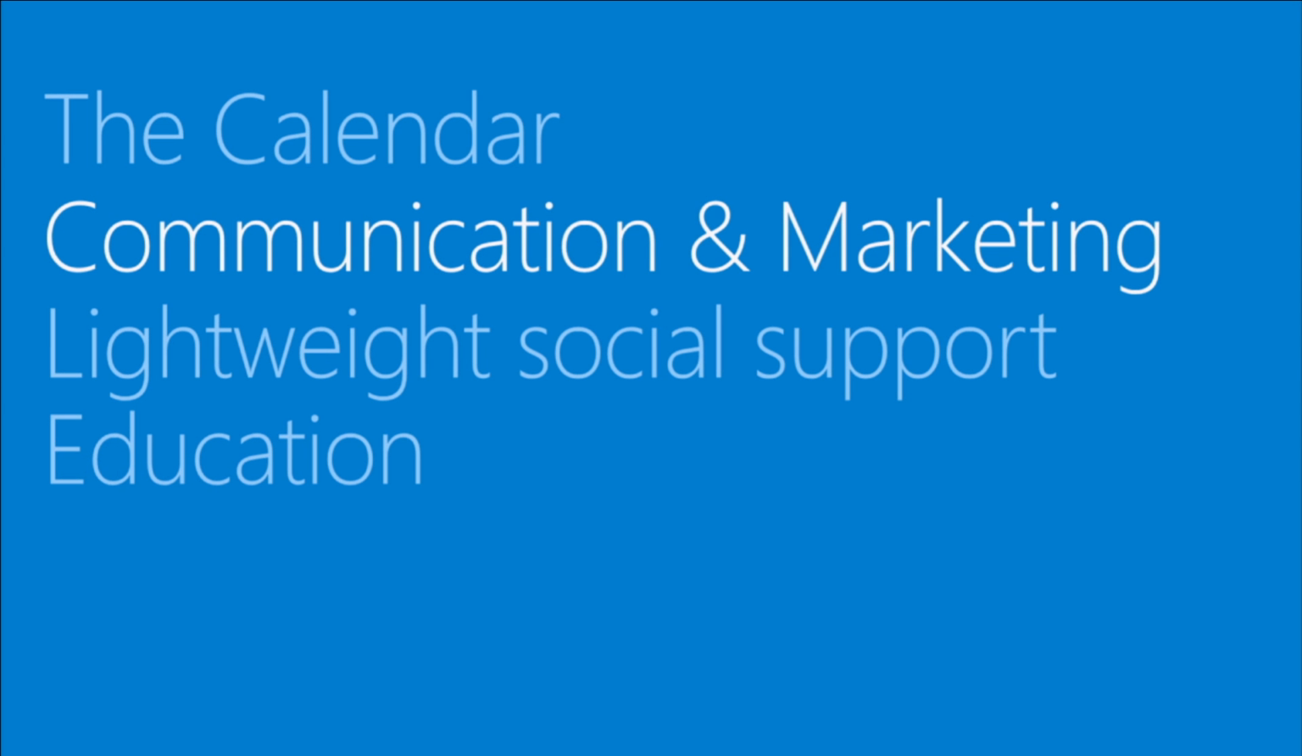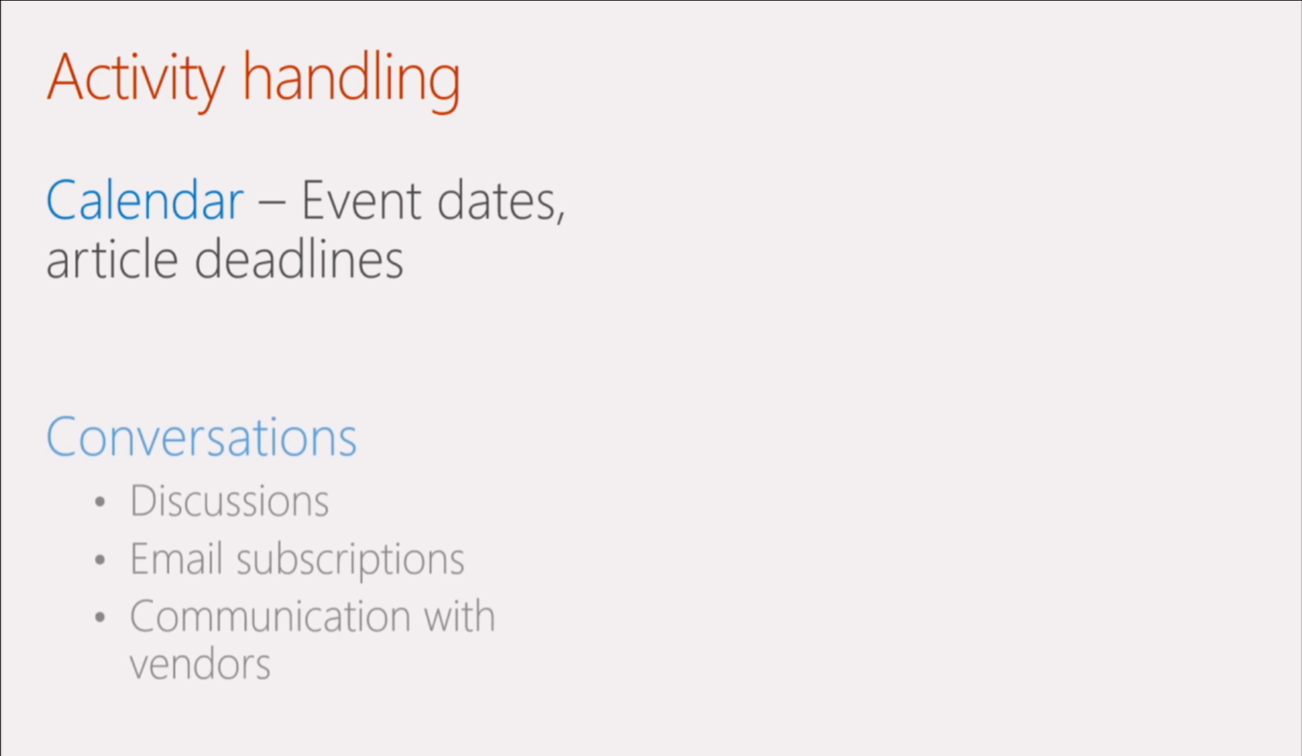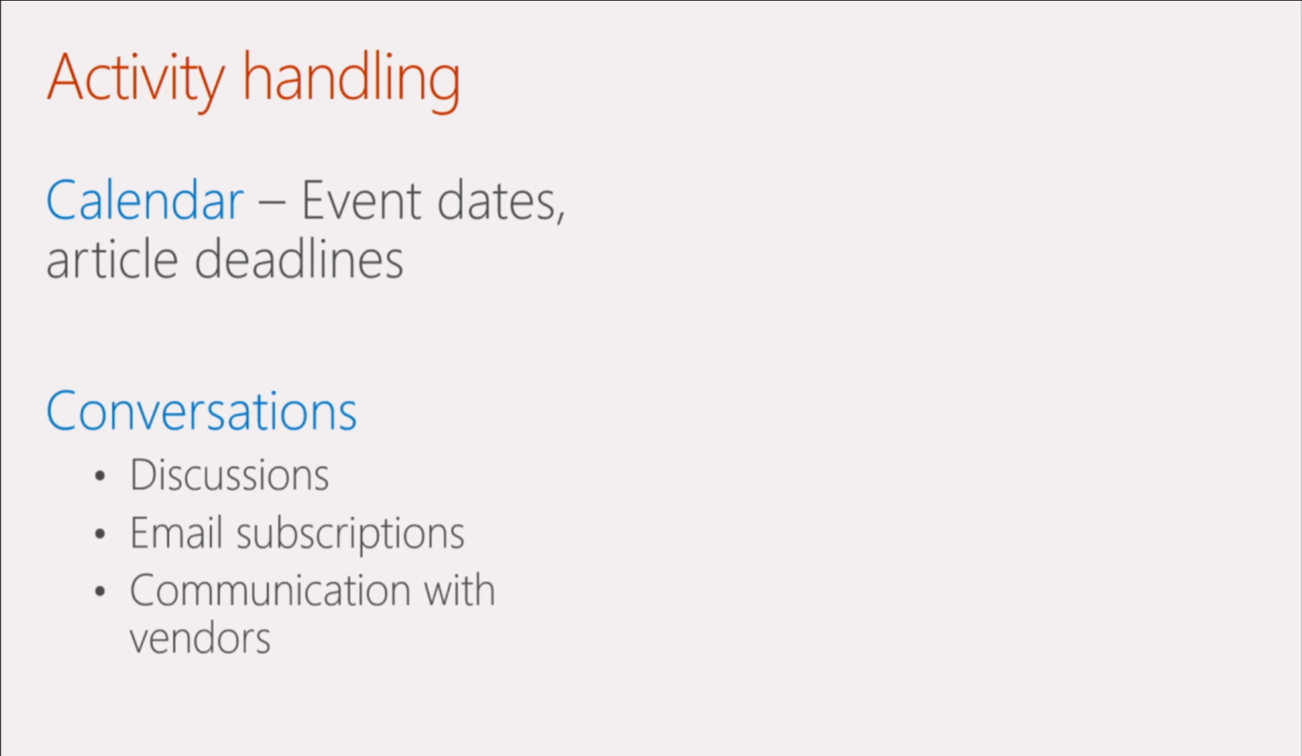Second demo is communication and marketing. So this is centered around activities. Maybe we have an ad campaign, we're planning some customer activities, what's happening on our public web pages, when are we doing articles and blog posts. So we'll have the calendar for event dates and deadlines. And then we have conversation discussions for internally what's happening on those events.